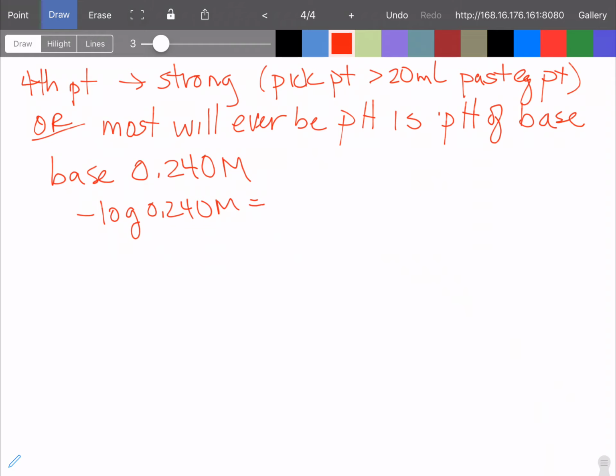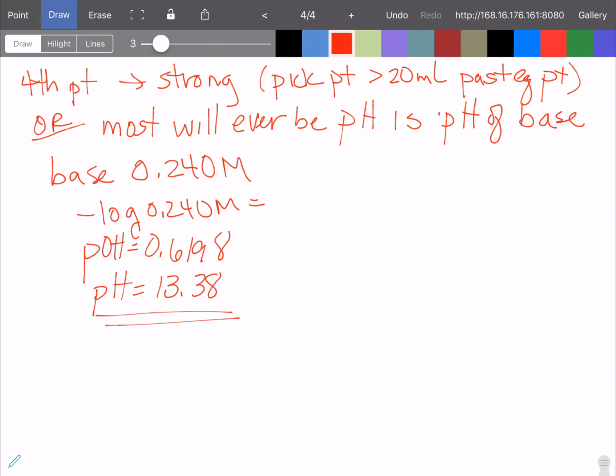a pOH equal to 13.38. Excuse me, that was my pOH. My pH. So my pOH is 0.6198, which means my pH is equal to 13.38. Okay, so this last point is infinity, because you're going as most as you can, sodium hydroxide, and your pH is 13.38.